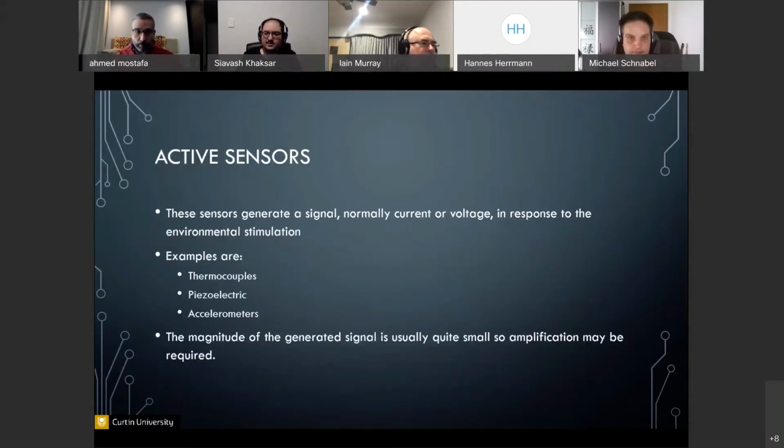With active sensors, they generate a signal that's normally either a change in current or voltage, and they respond to environmental stimulation. Examples of them are thermocouples, piezoelectric sensors, and accelerometers. The magnitude of the generated signal is usually quite small, so we need to amplify it so we can read it and apply data processing methods on it. More on that a bit later.